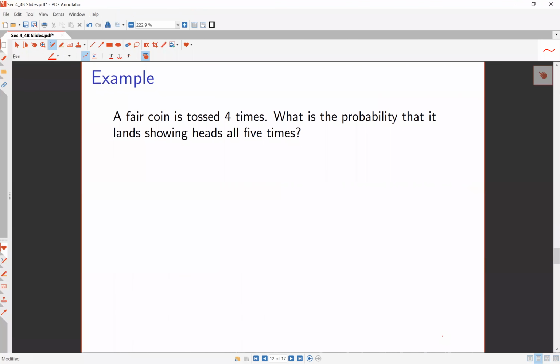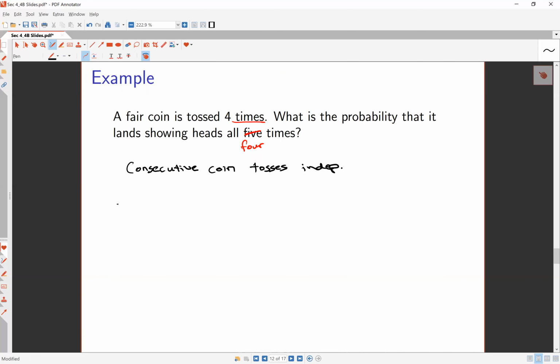Let's do another example of that. A fair coin is tossed 4 times. What is the probability that it lands showing heads? And this should be all 4 times. So no statement is made here about independence, but it is reasonable to assume that consecutive coin tosses are independent. Because if I toss a coin and see heads, that tells me nothing about when I pick up that coin a second time, whether I'm going to see heads or tails.